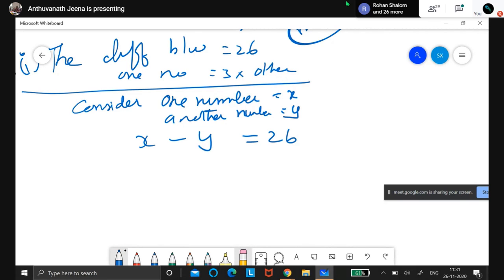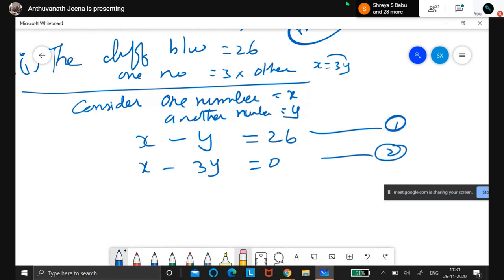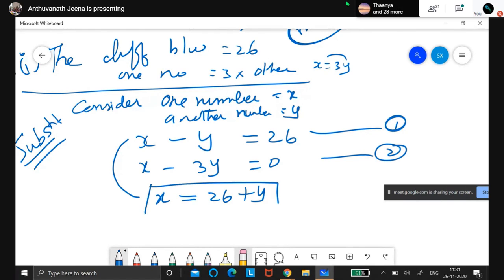Now one number is 3 times the other. So x is equal to 3y. So I will write it as x minus 3y is equal to 0. I will bring this 3y this side. Keep this as the first equation, this as the second equation. Now we must use only the substitution method. If they mention it, you must use only that method. If it is not mentioned, anything is okay. So now x is equal to 26 plus y. Make it the third equation.